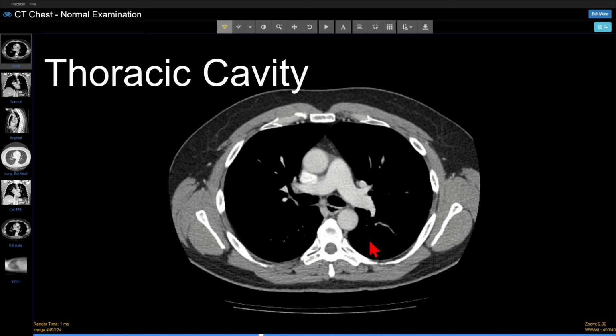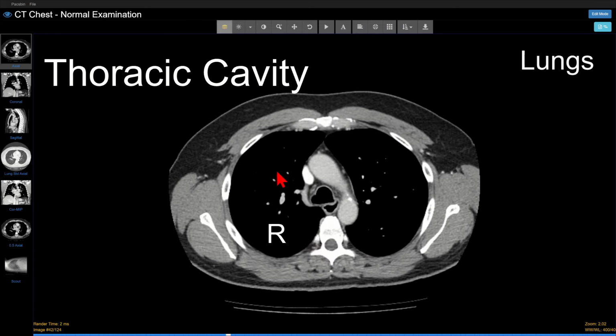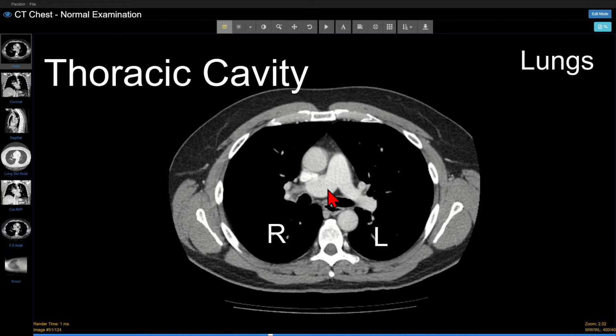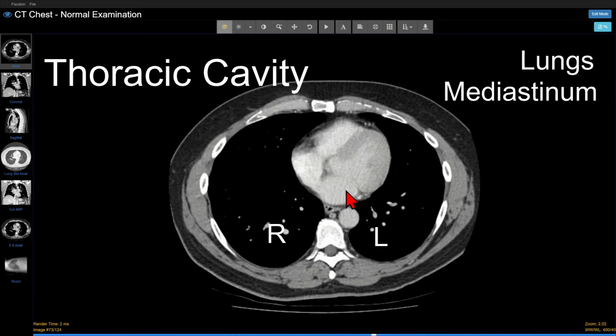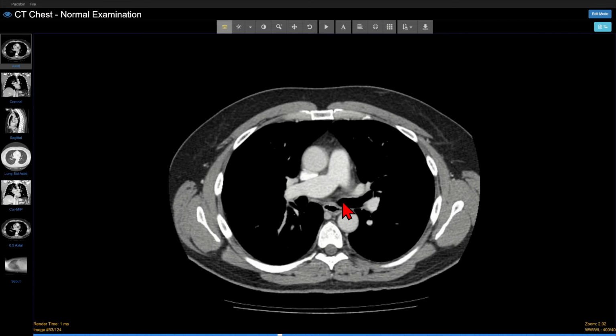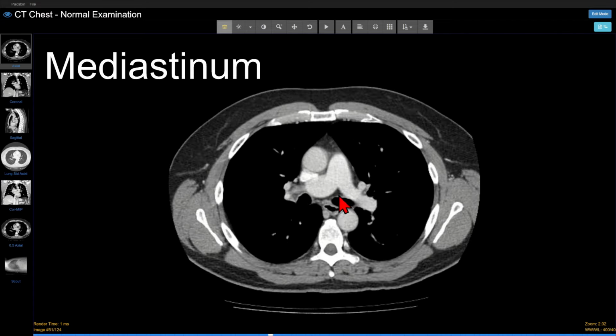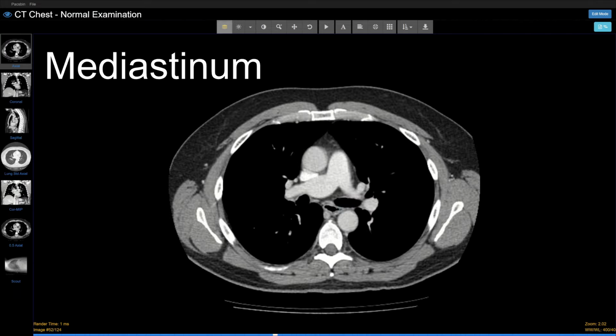In the thoracic cavity, we have the right lung and the left lung, and between the lungs is the mediastinum, which we'll cover first. The mediastinum is split up into compartments, which are very important to know clinically because different processes happen in each of the compartments, and so the differential diagnosis for things in each of the compartments is going to be different.